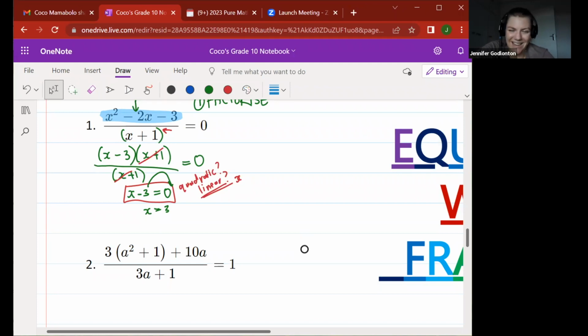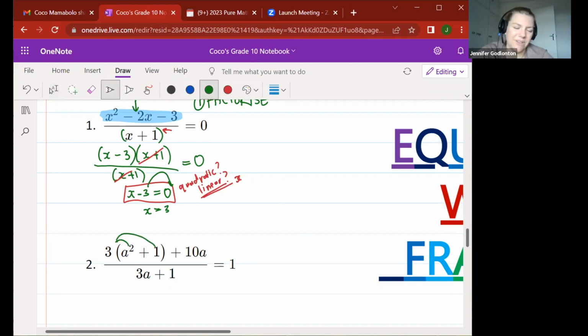So the first thing I'd like you to do is to multiply out your numerator. So multiply this out. See if you can figure out what's going on over there. And then I'm going to show you something else we can do here. We can do something a bit sneaky on this one.